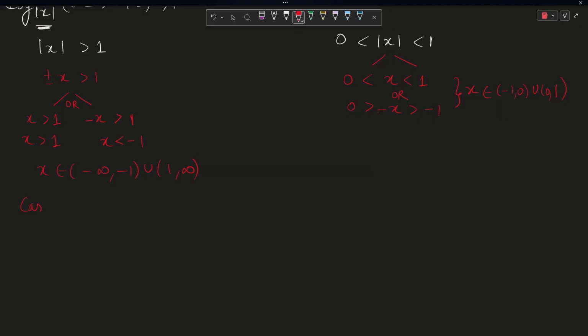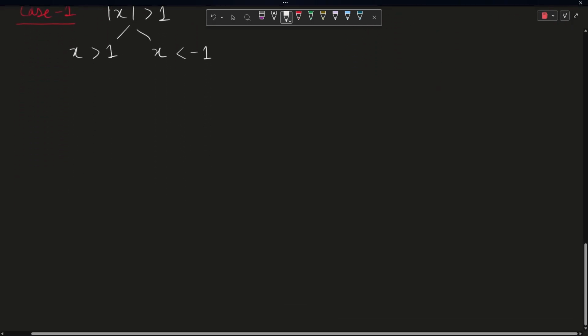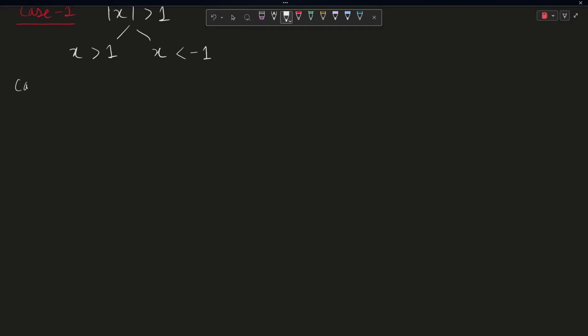For example, when we take case number 1 as mod x greater than 1, in that case we have two possibilities. One possibility when x is greater than 1 and one possibility when x is less than minus 1, right? So we have to solve the inequality for both the possible cases. So let's say case 1.1, when x is greater than 1.